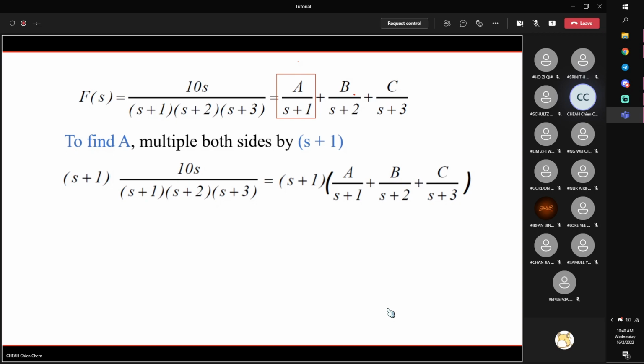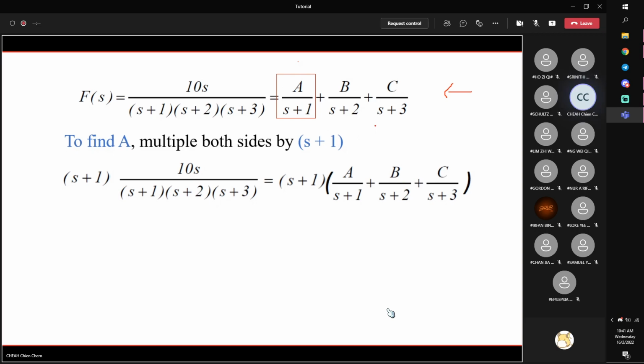So if you have a powerful calculator, you can just substitute 3 values of s into these equations, and then use the calculator to get A, B, C. But that is not the most effective way to solve it, because a more effective way is to find A, B, C separately, and it can be done.